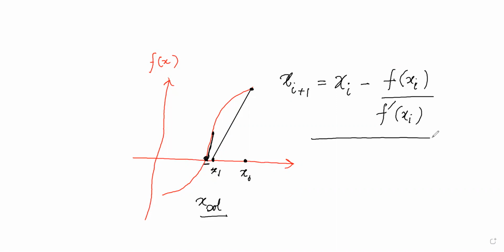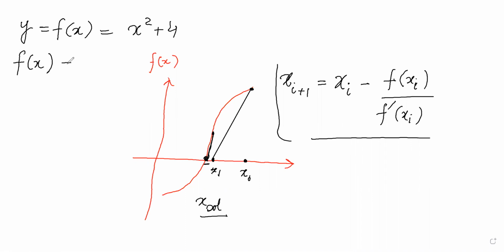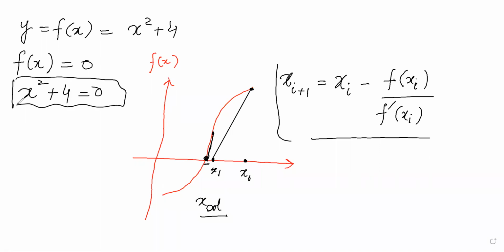Now let's solve a question using the Newton-Raphson method to understand how this method actually works, and what we actually understand by these derivatives and the values of the function. Let's suppose we are given a function y equal to f of x equal to, for example, x square plus 4. Let's suppose we are asked to solve f of x equal to 0, that is, solve x square plus 4 equal to 0. So we have to solve this equation using the Newton-Raphson method.